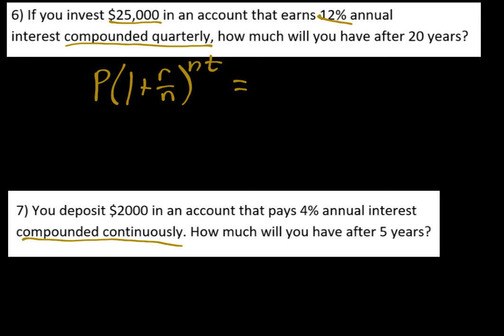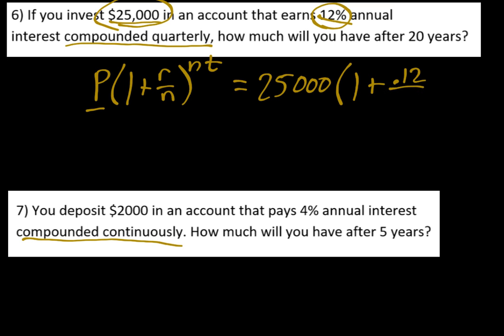And so what you're going to plug in the calculator, P is always your principal, which means your starting amount, which will be 25,000. R is your rate, which is 12%, but remember we got to convert that to a decimal, so it's 0.12. And then because it's compounded quarterly, N is 4, because N tells me how many times it compounds per year, and quarterly means it compounds 4 times a year. So N will be 4, and since it says after 20 years, my time will be 20.